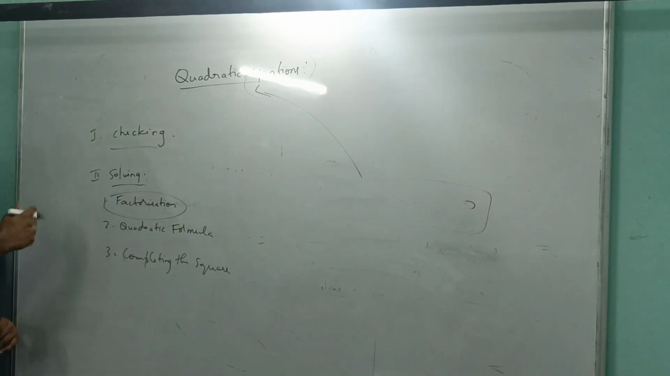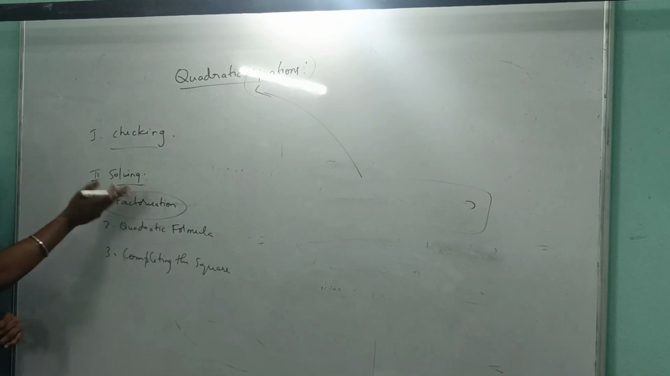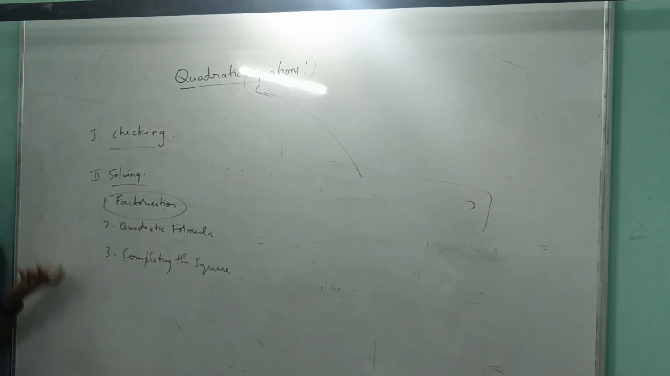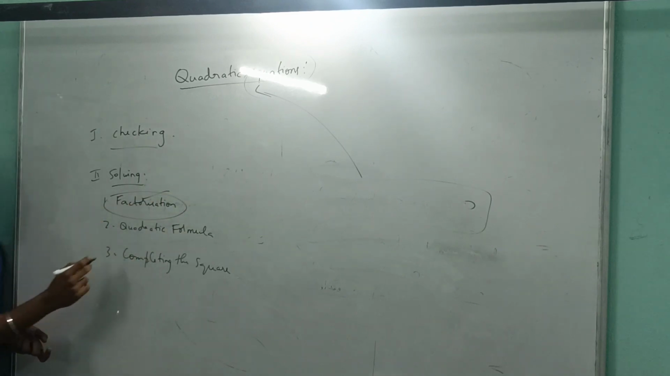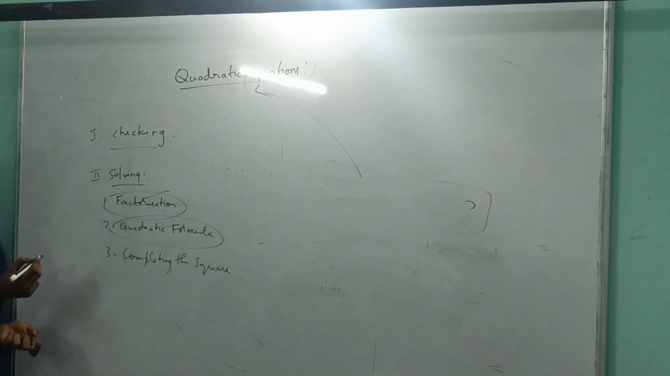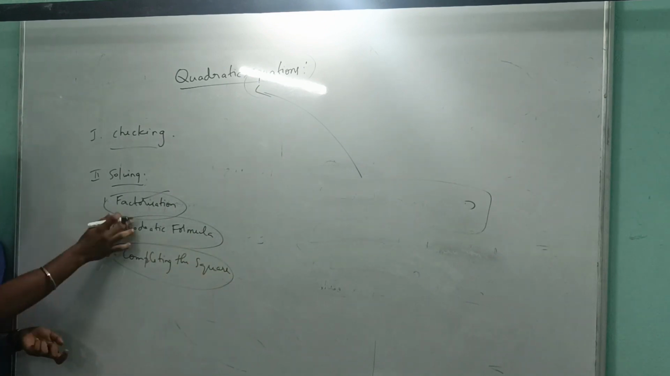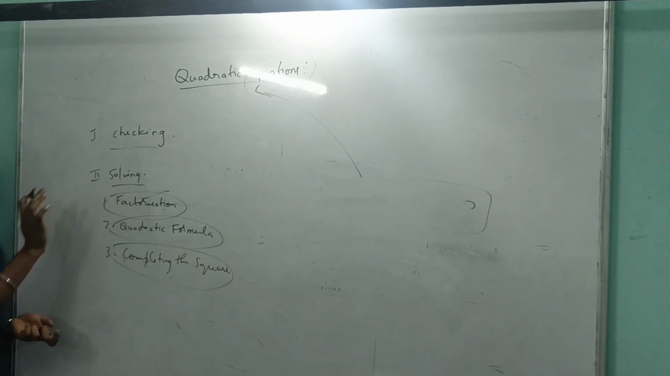In polynomials, I have taught you the factorization method: take p and q, where the middle term is p plus q and the other two terms multiply to p into q. We have already learned it, it's the same thing. The other two, the quadratic formula and completing the square, I'll teach. We'll do it once again, but quickly, 1 or 2 problems, and then finish it off.